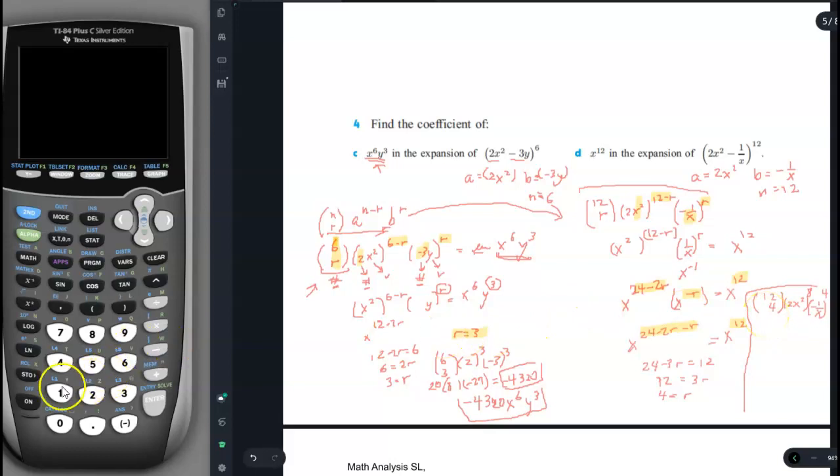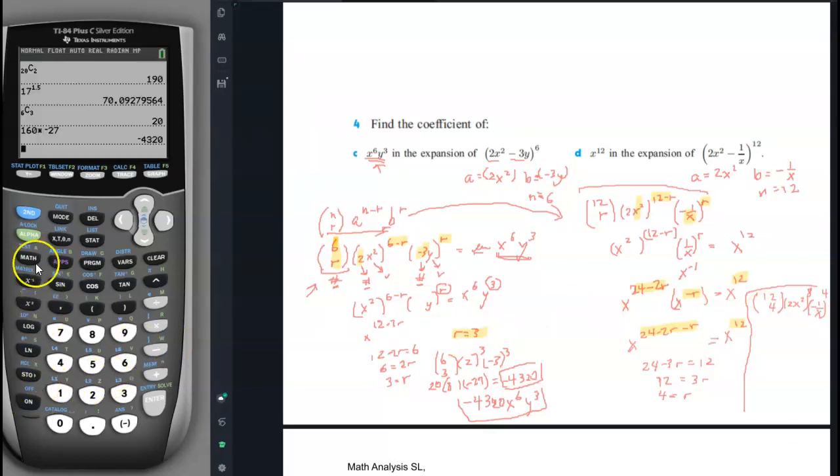Let's ask the TI-84. So that would be math, probability, 12 choose 4. 495. And then 2 to the 8th. What would be 2 to the 8th? Let's ask the TI-84. 256.